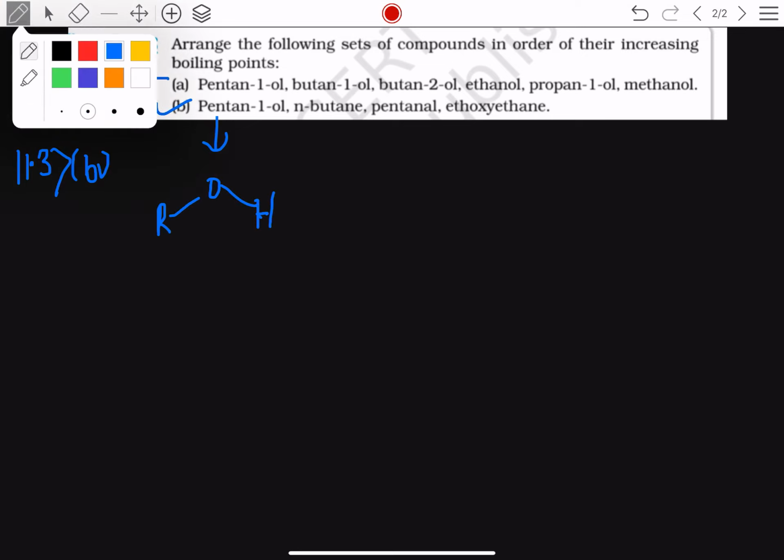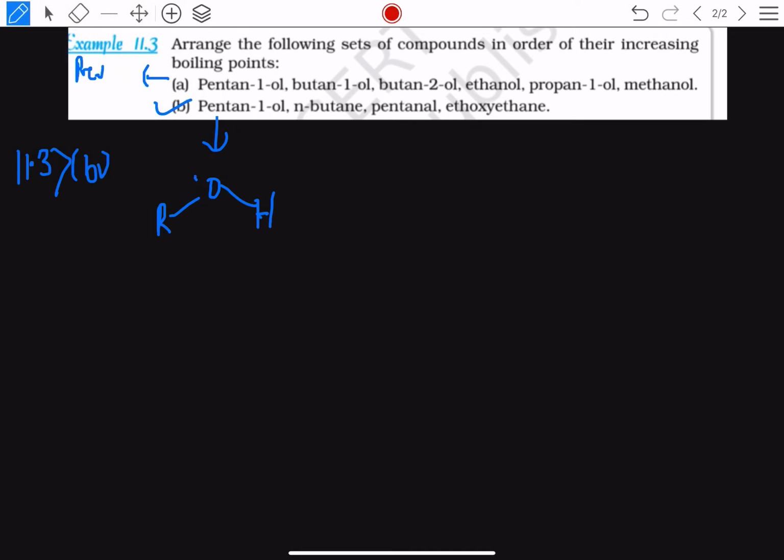You have to compare the boiling points of pentane-1-ol, n-butane, pentanal and ethoxyethane. First, let's talk about pentane-1-ol. Pentane-1-ol is an alcohol, and an alcohol group we represent by ROH. This is the alcohol group, and there will be two lone pairs on oxygen as well.